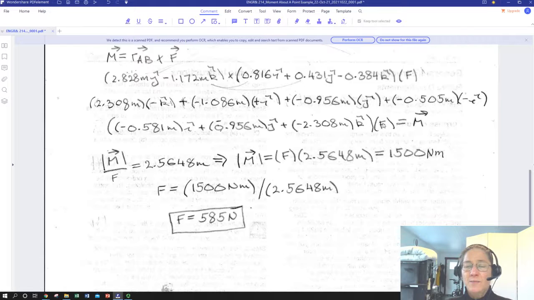And in that case, we can basically factor the F out, bring it over to one side ahead of time, to simplify. So that ends up giving us the magnitude of the moment vector divided by the magnitude of the force is going to be 2.5648 and change meters. So that means the magnitude of the moment is the magnitude of the force times that same number of meters, which we were told can be no more than 1,500 Newton meters. So by algebra, we can solve for the maximum force as being 585 newtons.